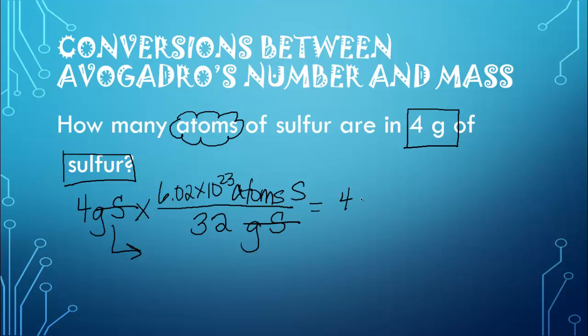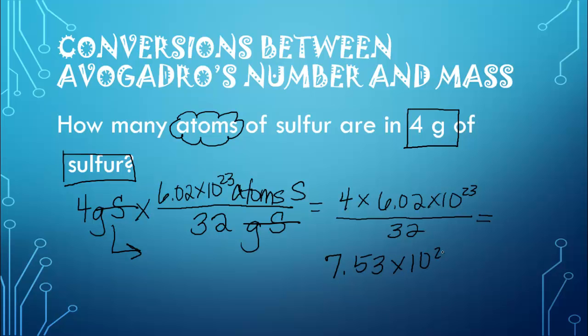So our math would be 4 times 6.02 times 10 to the 23rd divided by 32, and we're going to get 7.53 times 10 to the 22nd atoms of sulfur.